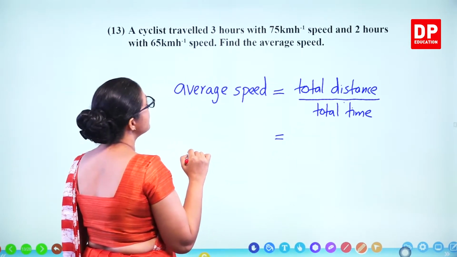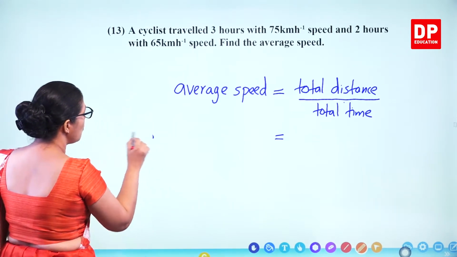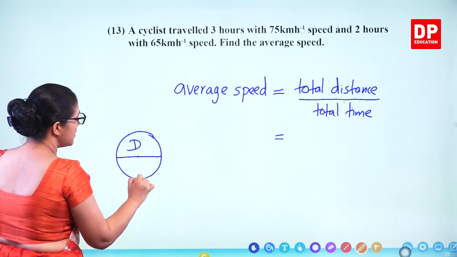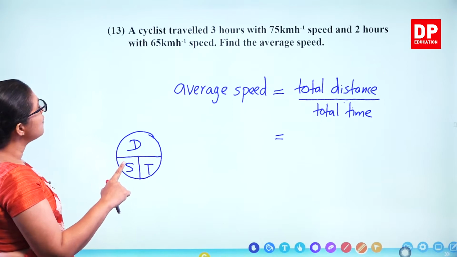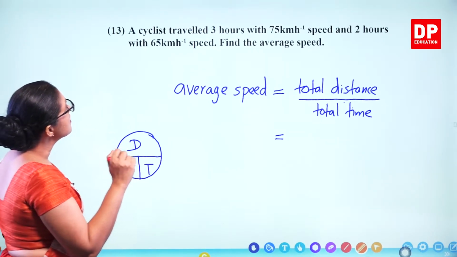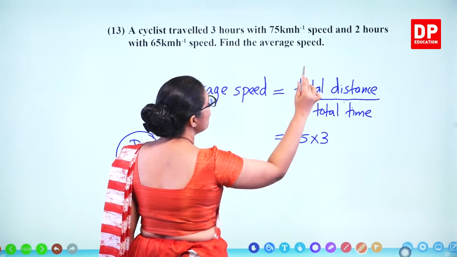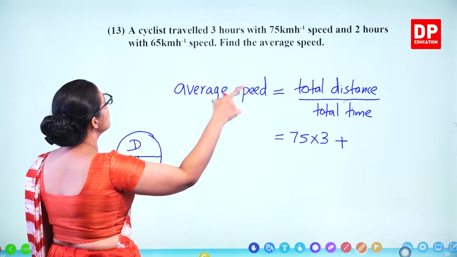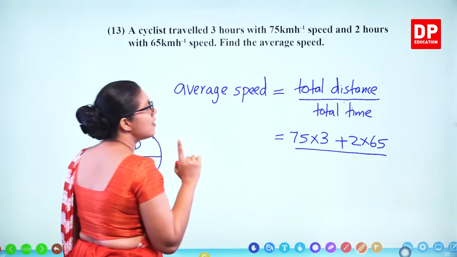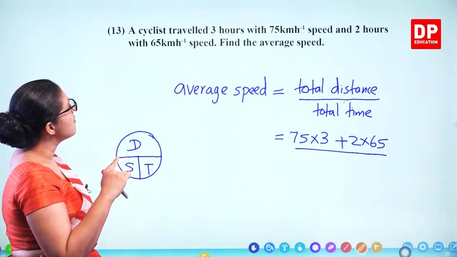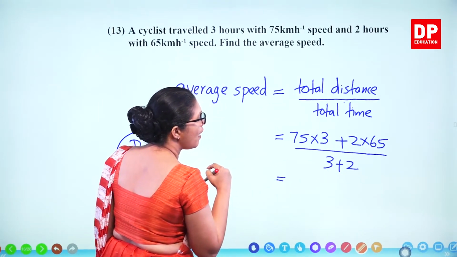So what's the distance? Speed and time is given. So how do you find the distance? Distance is equal to speed into time. So we can first find the distance for 3 hours, 75 times 3. What about the distance for 2 hours? 2 times 65. That's the total distance. What's the total time? 3 hours and 2 hours, altogether 3 plus 2.